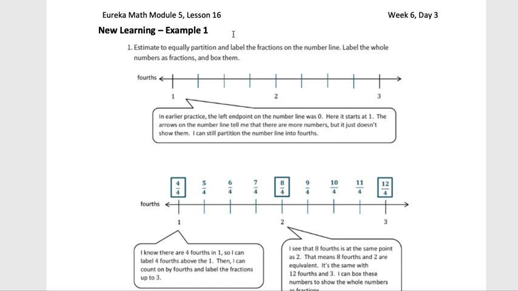It says that the first word right here is fourths, which means we broke it apart into fourths. In earlier practice, the end point on the number line was 0. Here, it starts at 1. The arrows on the number line tell me that there are more numbers, but it just doesn't show them. I can still partition the number line into fourths.